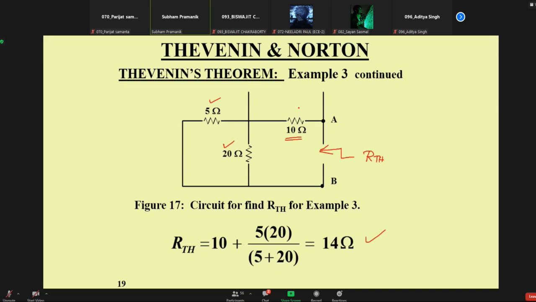Next, what I shall show you are two other methods using which the Thevenin equivalent circuit can be obtained. In these two cases, the circuit configurations are also different. So let me show you this.